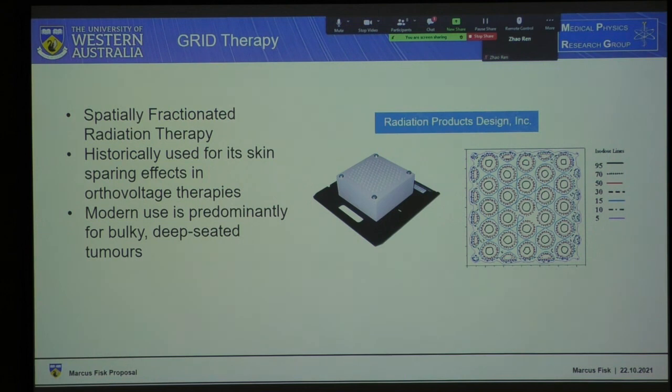This is because some skin received high dose, but due to the volume effect, the unirradiated parts could promote healing afterwards. However, MV beams have inherent skin sparing effects, so this technique stopped being useful for several years until it was revived, and now it's predominantly used for bulky deep-seated tumors.